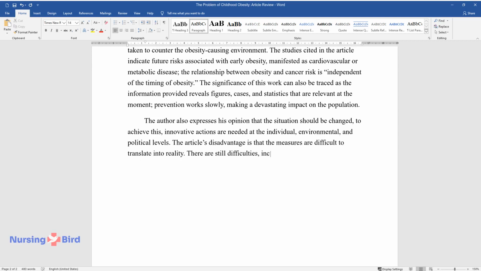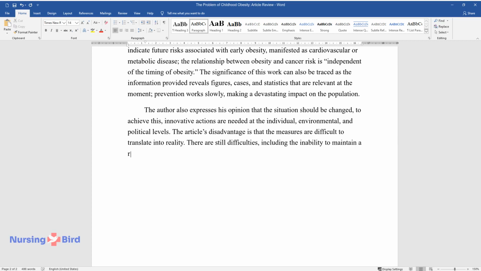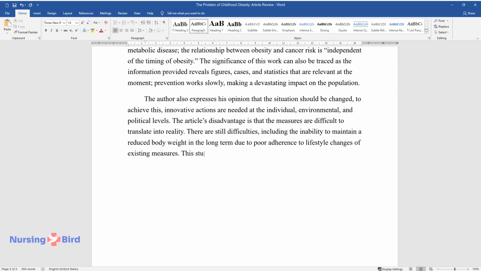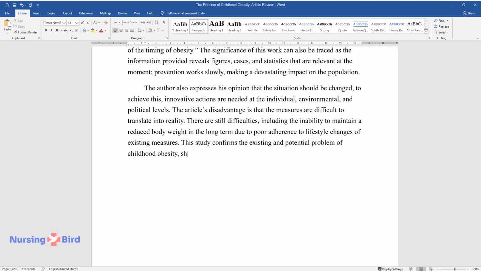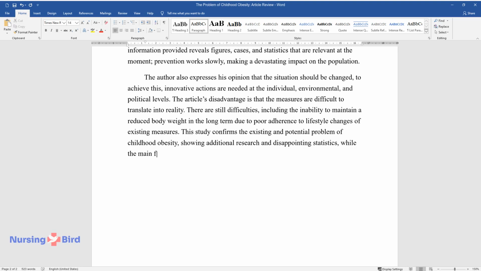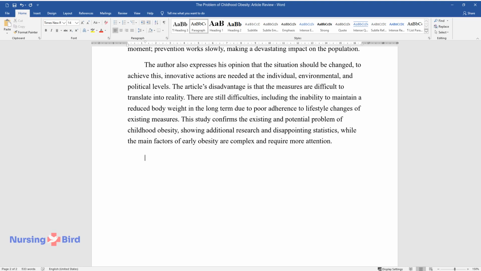There are still difficulties, including the inability to maintain a reduced body weight in the long term due to poor adherence to lifestyle changes of existing measures. This study confirms the existing and potential problem of childhood obesity, showing additional research and disappointing statistics, while the main factors of early obesity are complex and require more attention.